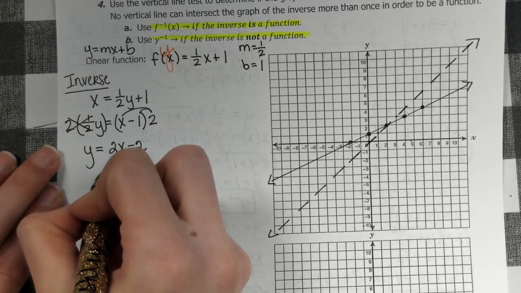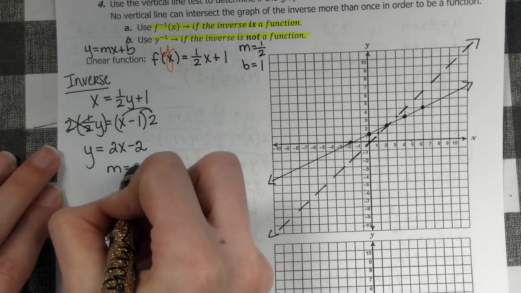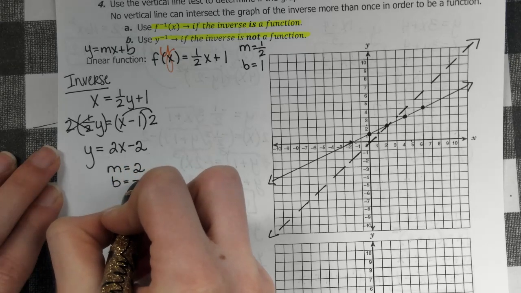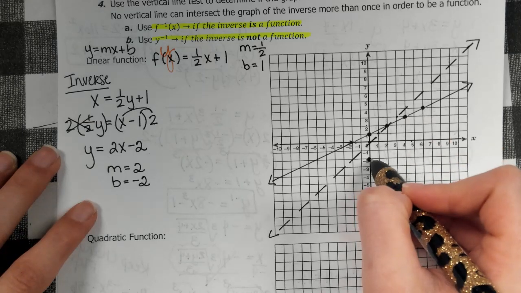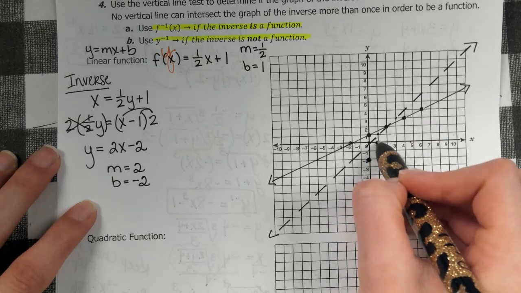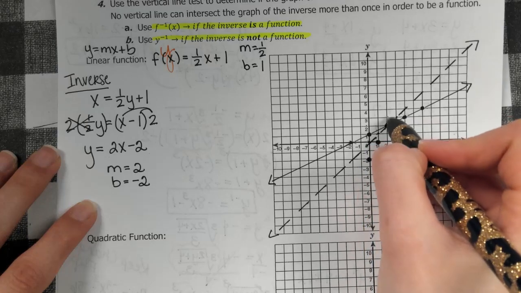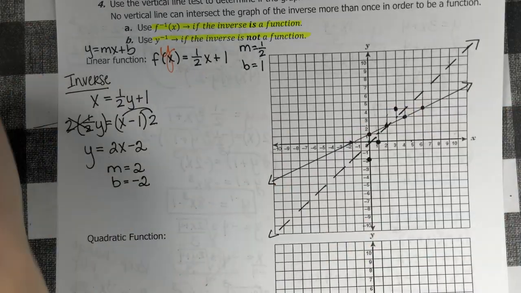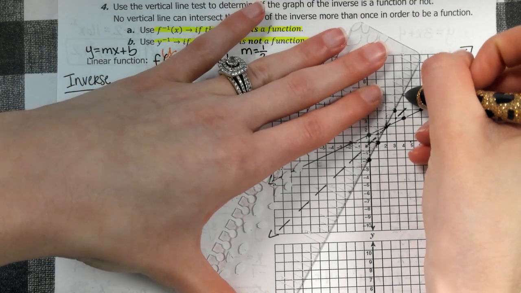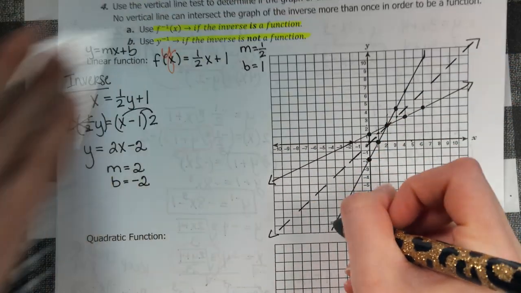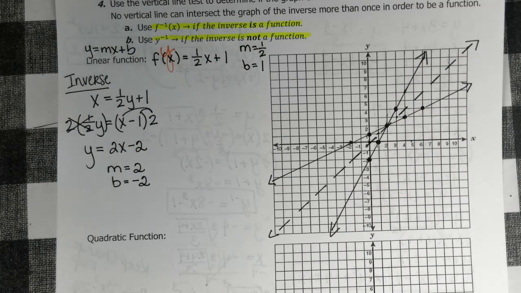Okay? So my slope would be what? 2, and my y-intercept would be -2. So I can plot -2 on the y-axis, and I go up 2 to the right 1. Up 2 to the right 1. Make sure you extend it and you have arrows. Now visually, do you see how it reflects over that y equals x that we graphed?